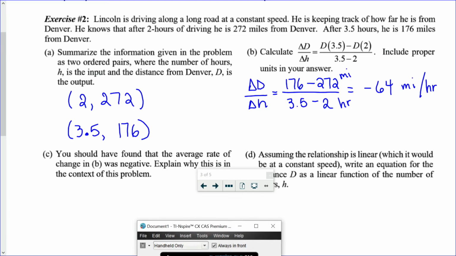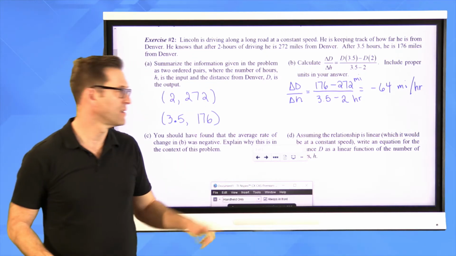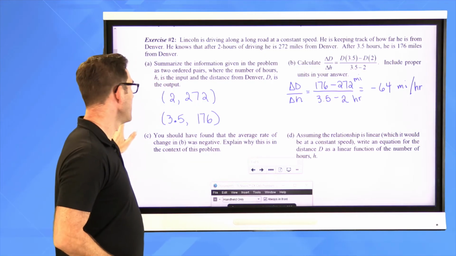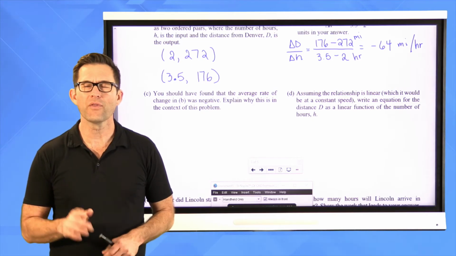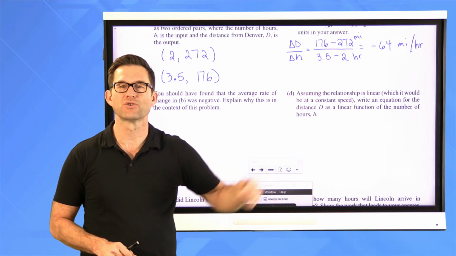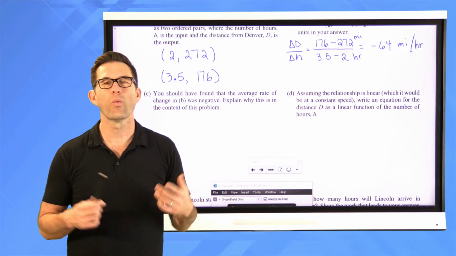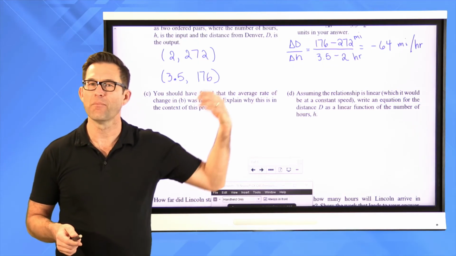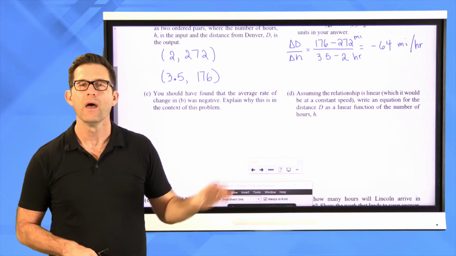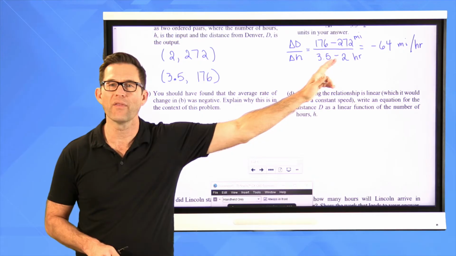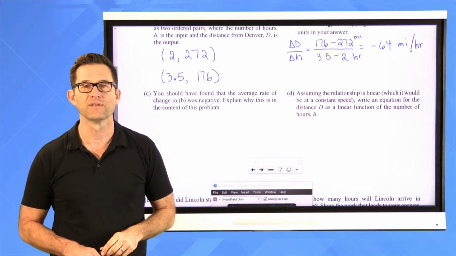Huh, that's a little strange. Or is it? Let's take a look at letter C. You should have found that the average rate of change in B was negative. Explain why this is in the context of the problem. I want you to think about it, because obviously it seems like maybe Lincoln is driving at 64 miles per hour. So why is it then that we got apparently his speed to be negative? By the way, his speed isn't negative, his speed is 64 miles an hour. But pause the video now and see if you can explain why that slope is negative in the context of this problem.